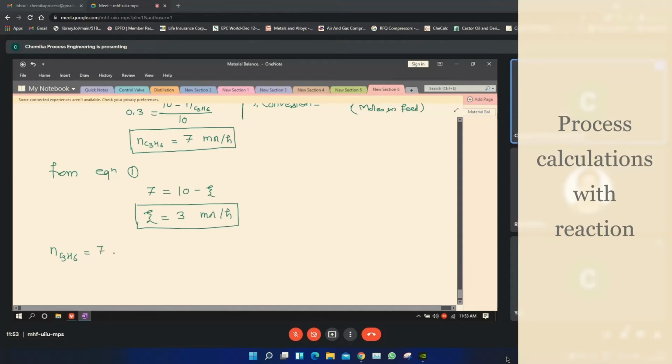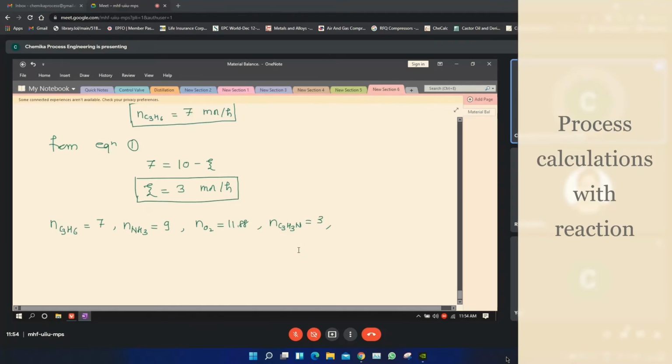So 7 came. This acetonitrile, 3 moles will be produced. 3 moles of the propylene reacted, 3 moles of the acetonitrile produced. So this will be your exit concentrations, exit flow rates, moles per hour.